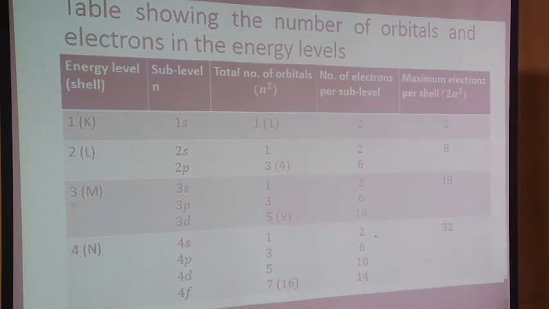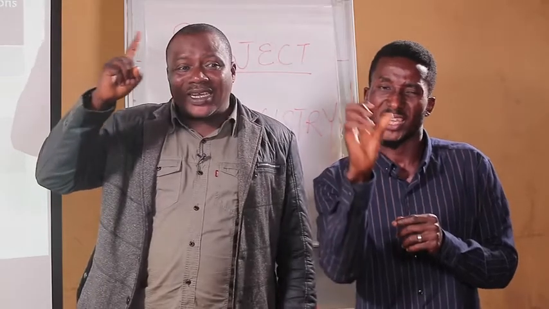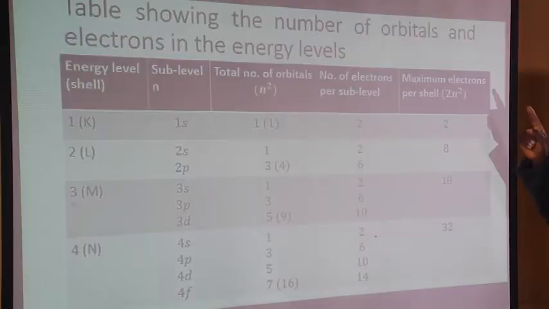the total number of orbitals there is what? 1. When you come down to the number of electrons per sub level, it is what? 2, which means the s orbital can carry a maximum of what? 2. The same thing, the maximum number of electrons per shell is going to be 2n squared, which equals 2 also. Now next to that, the L shell.